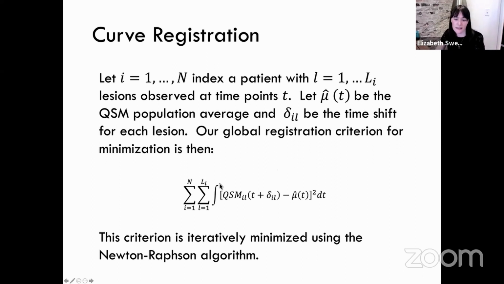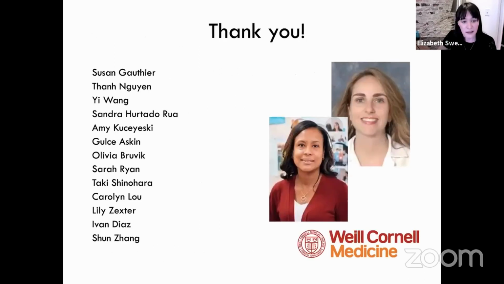And so we use a shift registration. The registration criterion is right here, and then we iteratively minimize this using the Newton-Raphson method. So this is an idea for our curve registration, and this is ongoing work. But the idea is if we can get this offset and know how much the curves are shifted by, we can use that in the model and adjust for the age of the lesions to help us solve this treatment problem. So I would like to thank my collaborators, especially Sandra and Susan.